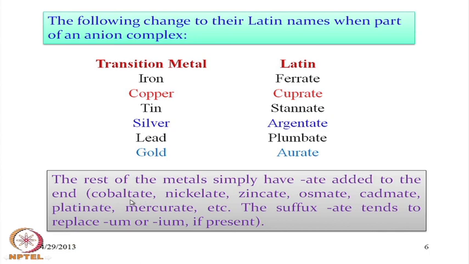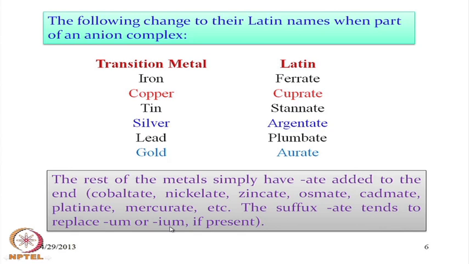but if we have other metal ions not belonging to this Latin name group, the other metal ions will simply have the -ate nomenclature. Cobalt, addition of -ate, will be cobaltate, nickel will be nickelate. When we add -ate, the species will be in the anionic form. Zinc would be zincate, osmium would be osmate, cadmium would be cadmate, platinum would be platinate, mercury would be mercurate, etc. And the suffix -ate tends to replace the -um and -ium if present. So, osmium was there, so that -ium has gone from osmium and this has become osmate.